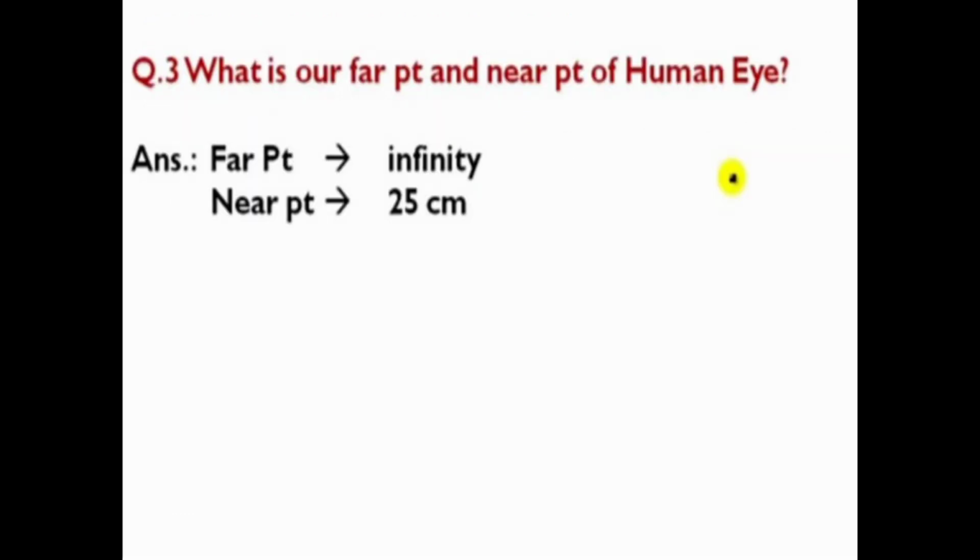Now, what is the far point and near point of the human eye? The far point is infinity, till whatever we want to see we can see, and the near point is 25 centimeter. Below 25 centimeter we can't see any object. You will say that I can see an object which is kept near to me, below 25 centimeter. Yes, you can see, but the image of that object is not that clear that you can recognize what the object is. You can see, but you can't identify the object.